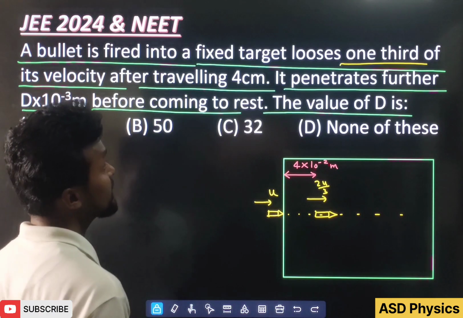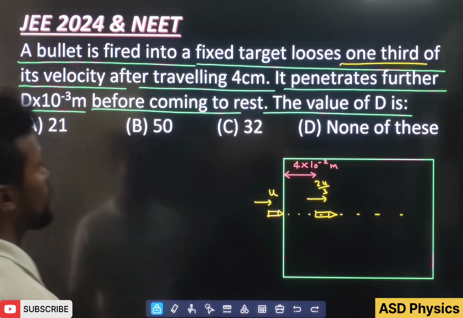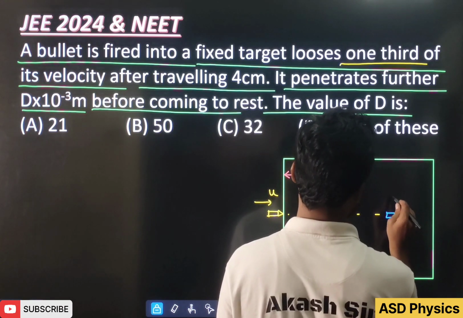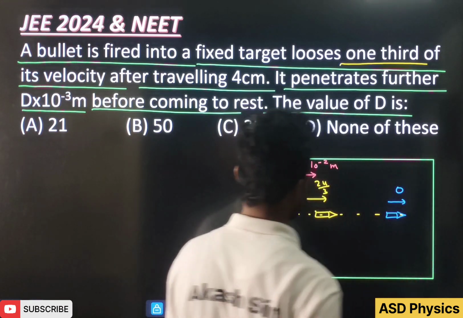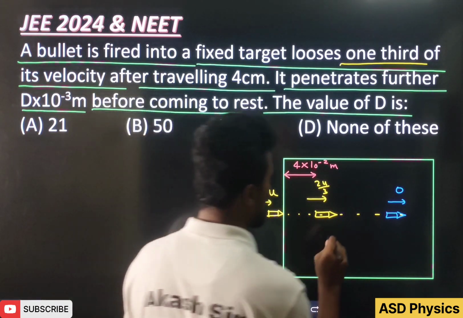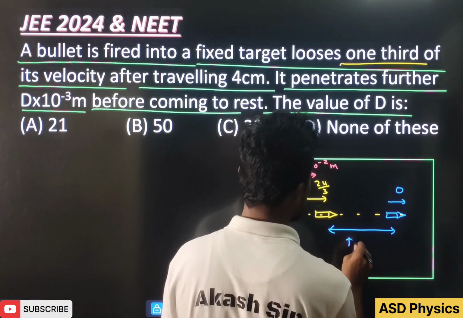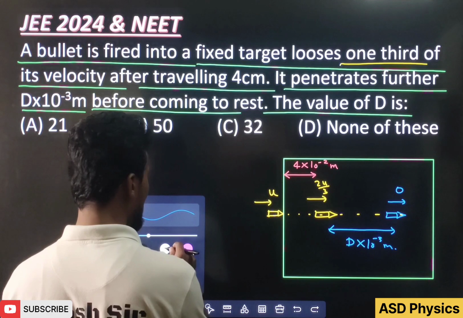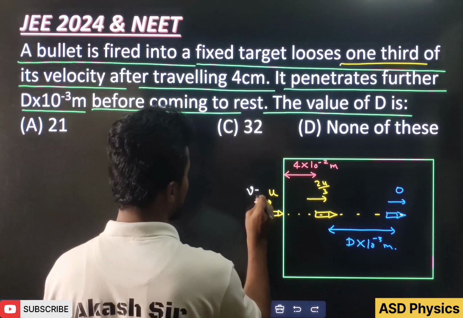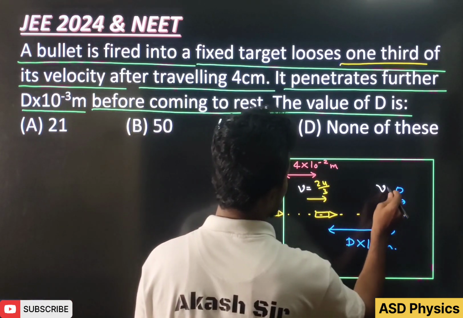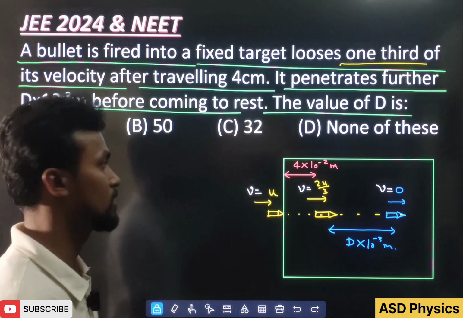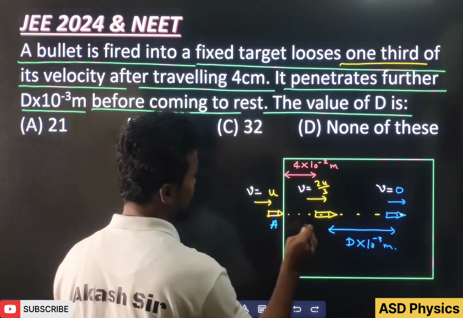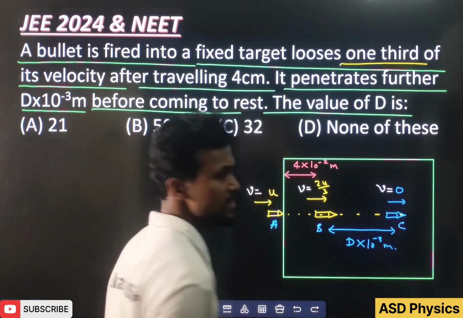After that, it penetrates further before coming to rest. So again it is penetrating further, and here its velocity is becoming 0. The distance it travels is given as D into 10 to the power minus 3 meter. Just for the symbolic purpose, I will write the velocity here. Now let's take this as point A, this as point B, and this as point C.